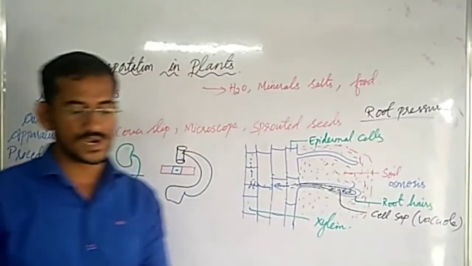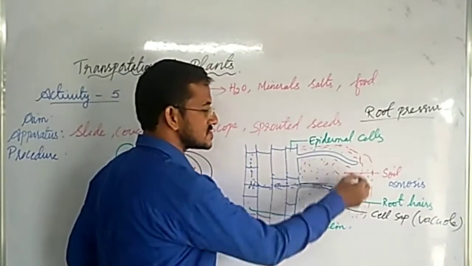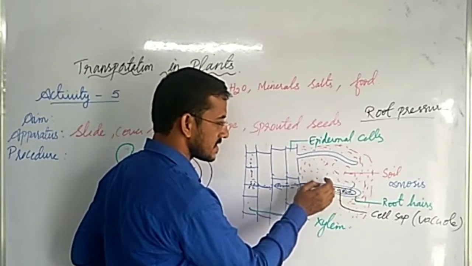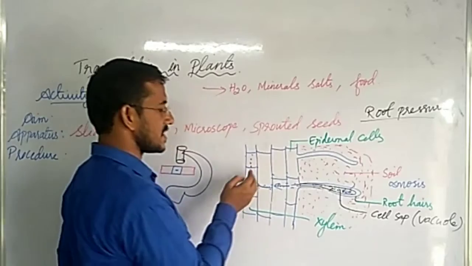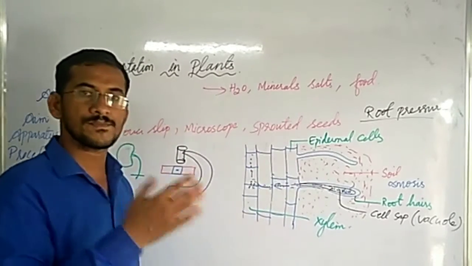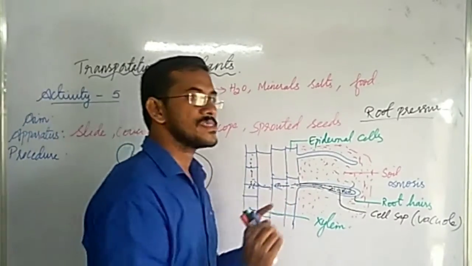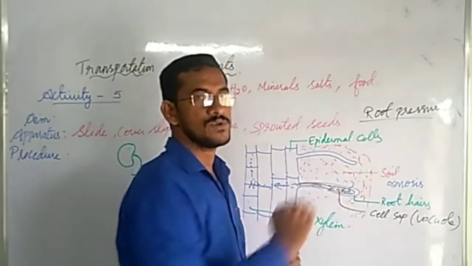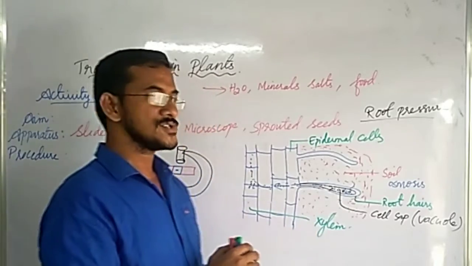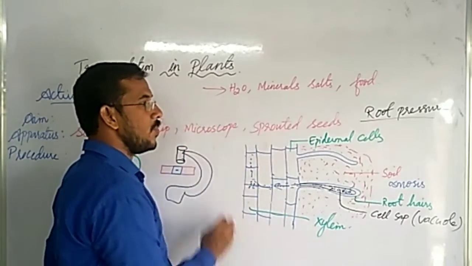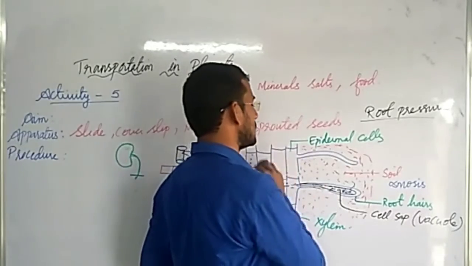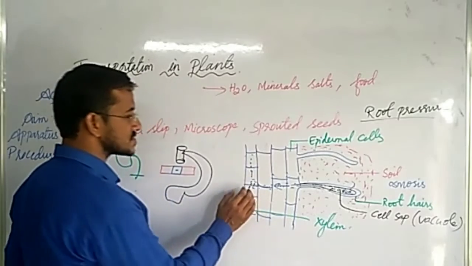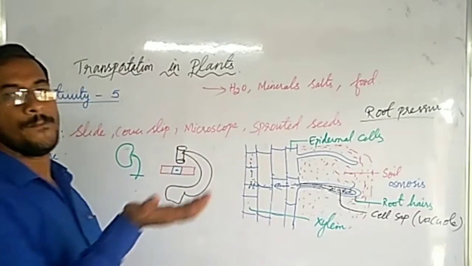So how does root pressure occur? Due to osmosis, water keeps coming from the soil into the root hair cells, again from there into the epidermal cells, and again into the xylem. As the water continuously comes, what is happening? The water molecule coming from behind is pushing the water molecule in front of it. Like that, it keeps pushing. When it is pushing, a pressure is created in the xylem of the root, and that is called root pressure. Due to this root pressure, water goes up.